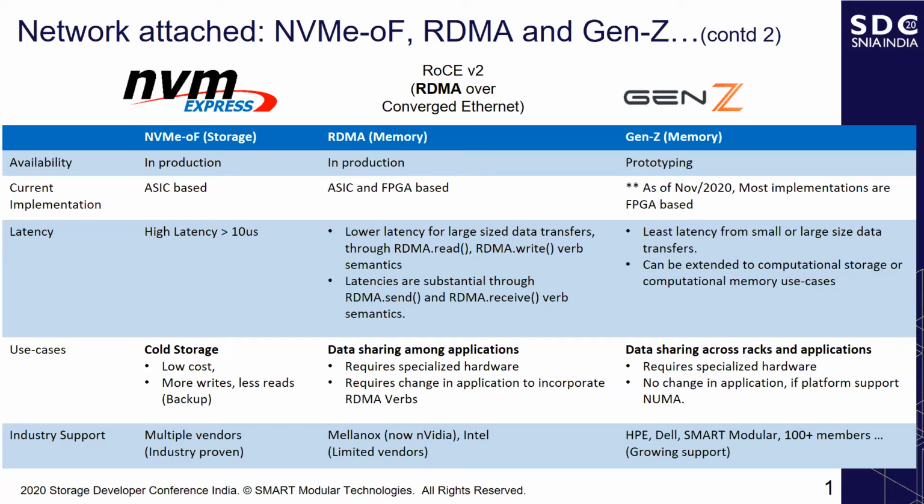So as I spoke earlier, the use case of NVMe over Fabric is cold storage, and the advantages are that it's low cost and very suitable for backup kind of applications. RDMA is good for data sharing or large data sharing, but you have to have specialized hardware and compatible software to run the RDMA stack. Gen Z is again optimized for very fast, low latency data transfers, and it also requires specialized hardware and a NUMA capable software or platform.